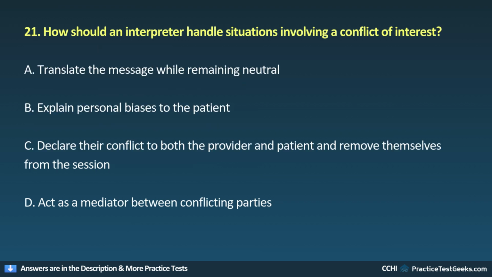21. How should an interpreter handle situations involving a conflict of interest? A. Translate the message while remaining neutral. B. Explain personal biases to the patient. C. Declare their conflict to both the provider and patient and remove themselves from the session. D. Act as a mediator between conflicting parties.